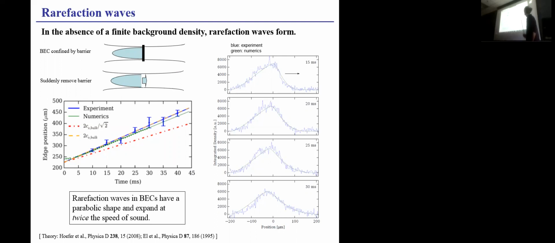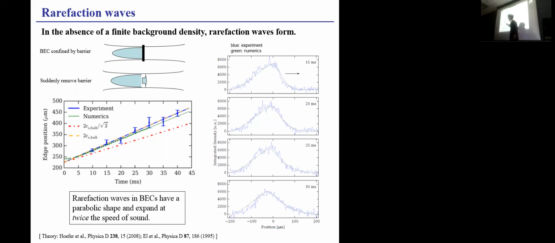One is that the front we should see is parabolic. This is also borne out in our experiments. The blue stuff is our experiment. We do get the parabolic form over here. And also we know that the speed with which this shape is propagating forward is given by twice the speed of sound. Again, we can see what our system is giving us. Blue is the experiment, green is the numerics.